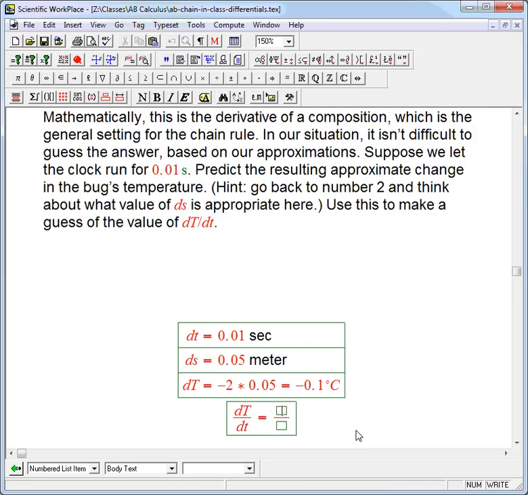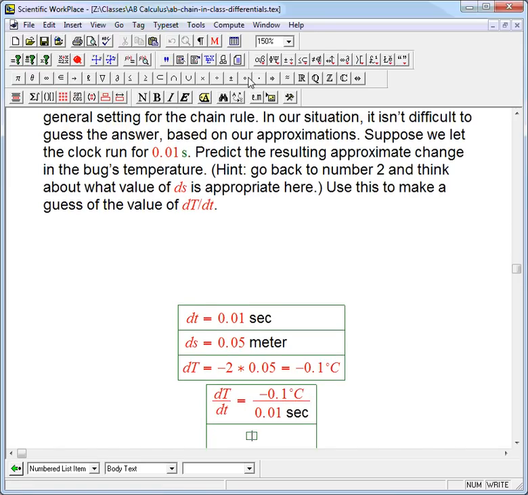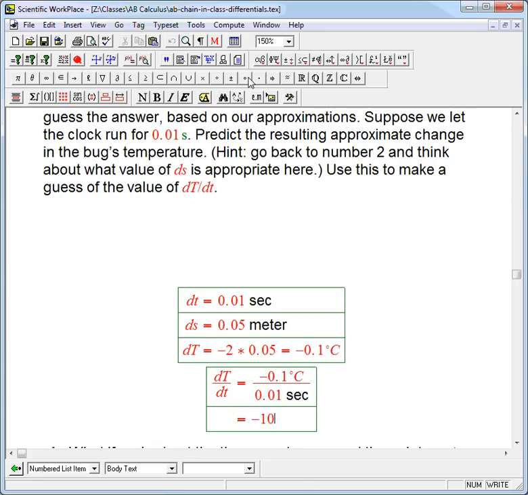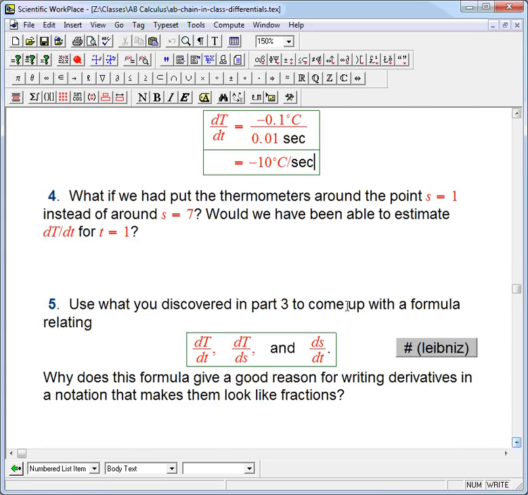That's going to be minus 0.1 degrees Celsius over 0.01 seconds. And if we divide that out, we get minus 10 degrees Celsius per second. That's the rate of change, how fast the bug's temperature is changing. That's pretty fast, a pretty drastic change, but it's reasonable. It's possible. So every second the clock ticks, we're going to predict that the bug's temperature goes down by 10 degrees per second. Now, I probably should have switched 4 and 5 here.